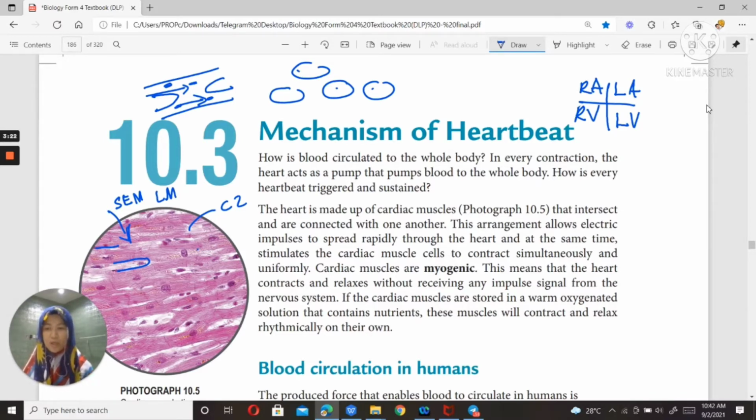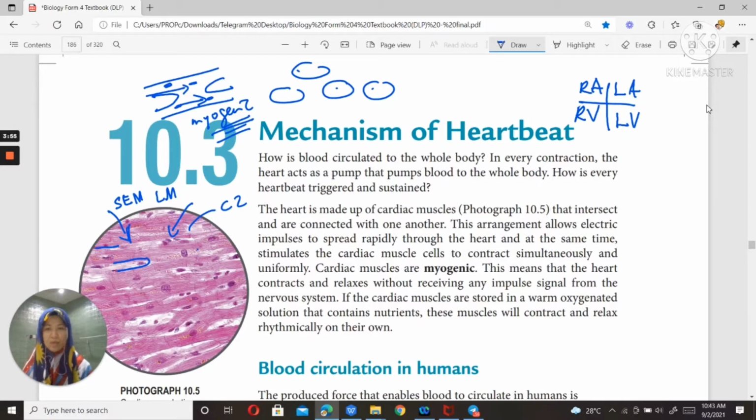Next, look at the characteristic of these cells. Apakah ciri utama? The first one, myogenic. So myogenic means that the heart can contract. Kalau kita refer kepada keseluruhan jantung tersebut, the cardiac muscle is myogenic, so that the heart can contract and relax on its own without any stimulation of impulse or signal.